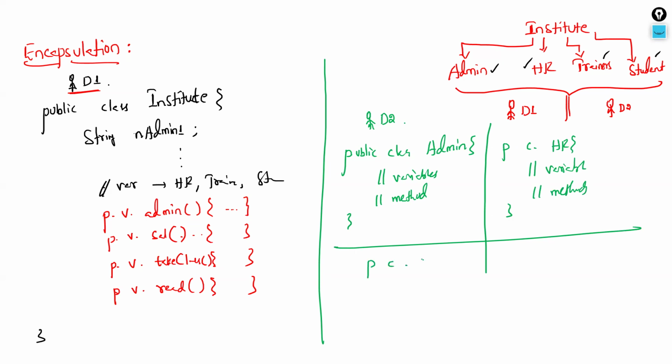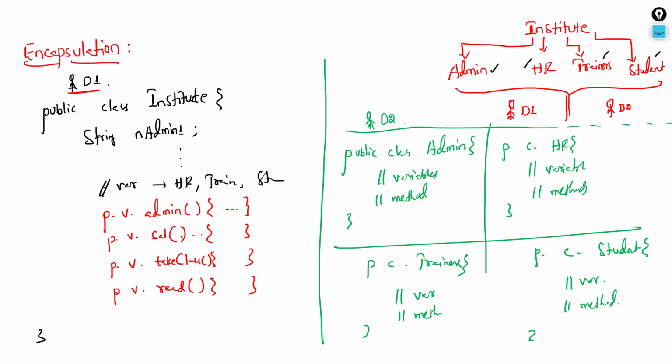One is the trainers class, with its related variables and methods. And followed by public class Student, with student related variables and methods. So four separate classes in this scenario. This application is also developed and given to this institute. So which approach do you think is better? Developer 1 or developer 2? Please guess it. Guess for free. No prize.